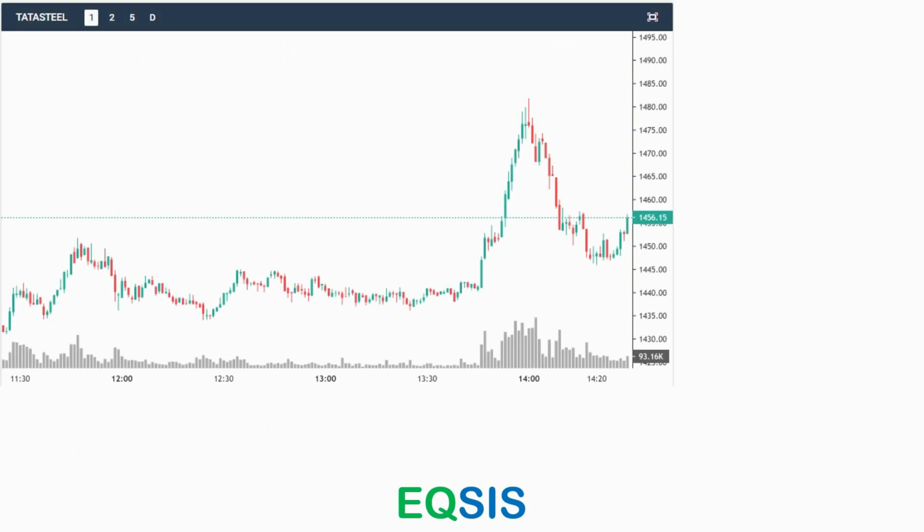I believe you must be familiar with candlestick charts. So what you see now is the interval of 1 minute between 11:30 to 14:20, and it is for Tata Steel. What you see here is how the price behaved every minute and how much trading happened, being recorded and presented to us because it helps us to understand, visualize, and take actions accordingly. As price action traders, we depend on this chart a lot.